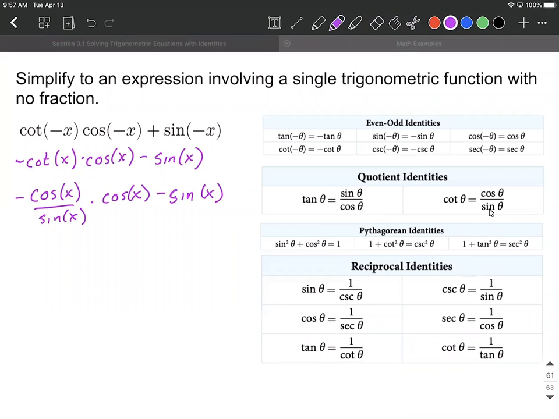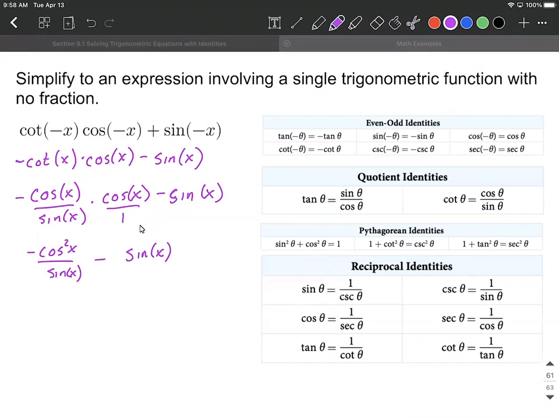Okay, from here, we can simplify this a little bit more by combining these into a single fraction. Instead of having a fraction multiplied by cosine, we can visualize this as dividing by 1, right? Make that into a fraction, and then multiply our numerators together and multiply our denominators together. So we have cosine squared of x divided by sine of x minus sine of x.